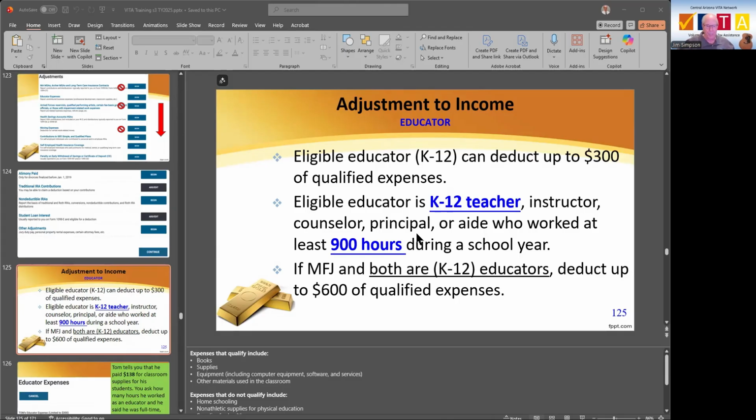Now, if they're a full-time teacher, even though they get summers off, they easily meet this 900 hours. It can be an instructor, a counselor, principal, or even a teacher's aide that works in there, as long as they work 900 hours and they're K-12. Now, if they're married, both are entitled to the expense, but don't let this fool you. It's $300 each maximum. So if one had 400 and the other had 250, you can't take 650. You get 300 and then the 250.